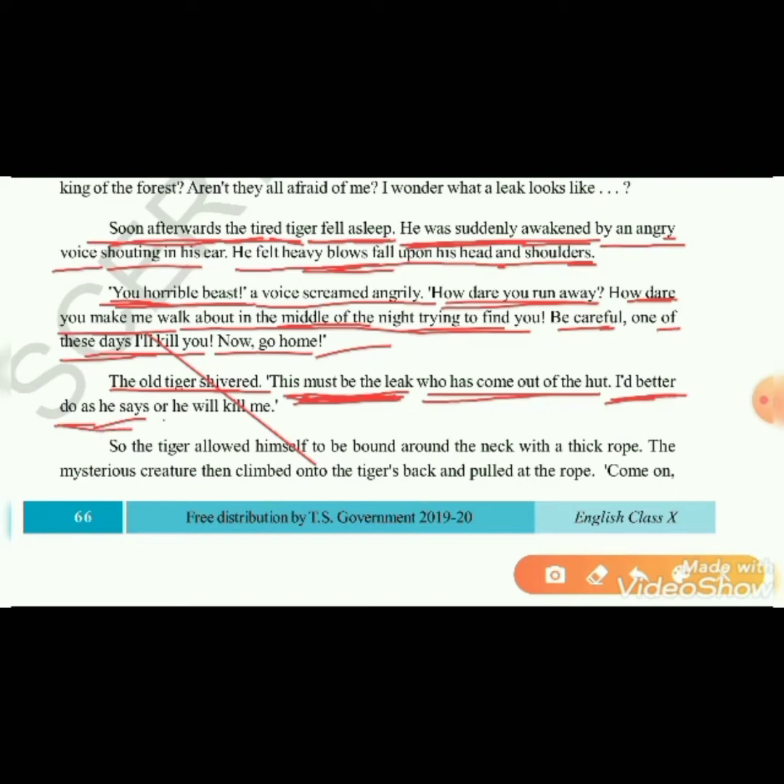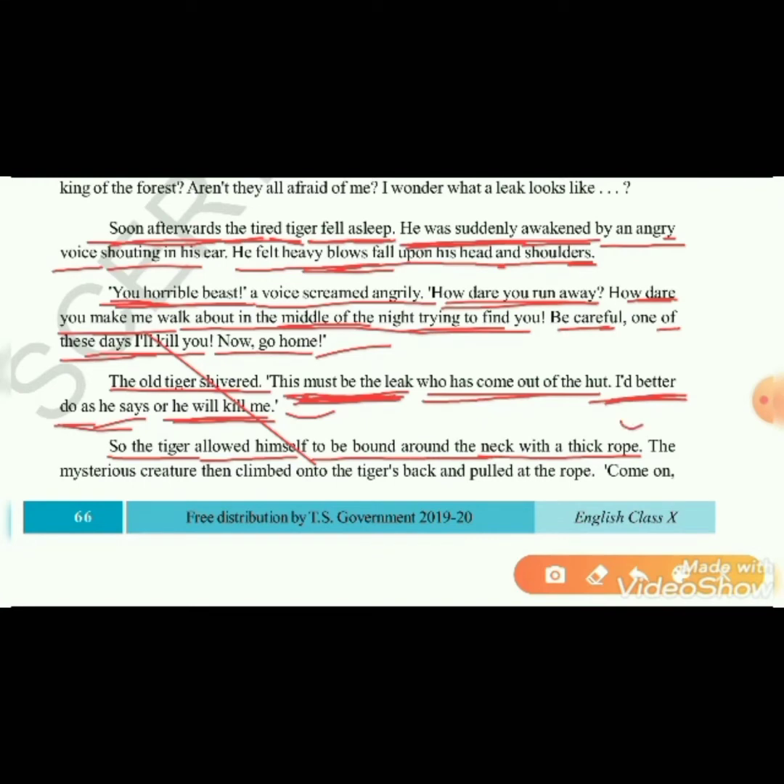Okay, these were the words. So this must be the leak who has come out of the hut. I had better do as he says, or he will kill me. If I don't listen to this leak's voice, he might kill me, because the woman said the leak is so dangerous and I cannot live with a leak, but I can live with a tiger. These were the words of the woman. So now the leak has come and is talking daringly with me without any kind of noise or fear. So the tiger allowed himself to be bound around the neck with a thick rope.